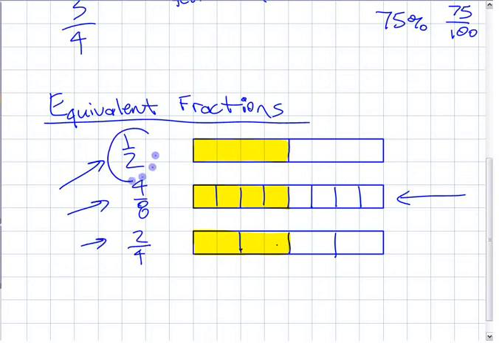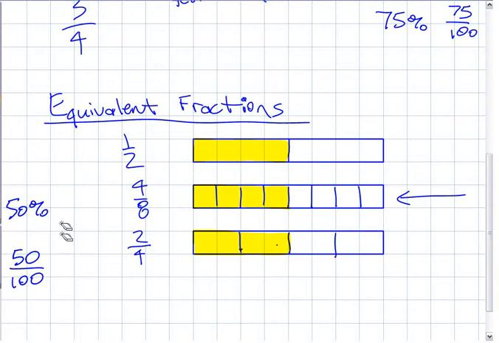If you get 1 out of 2 on a test, or 4 out of 8 on a test, or 2 out of 4 on a test, it's all 50%. Writing something as a percentage is just making it an equivalent fraction out of 100. That's all percent means, out of 100. Okay, so it's really an equivalent fraction as well.